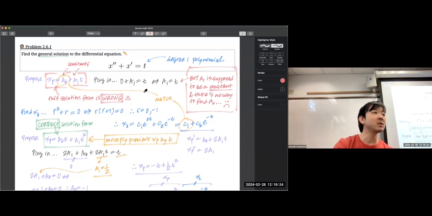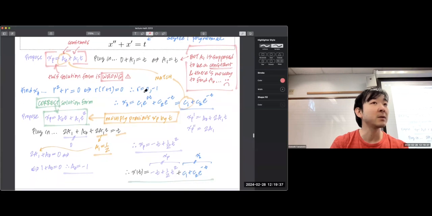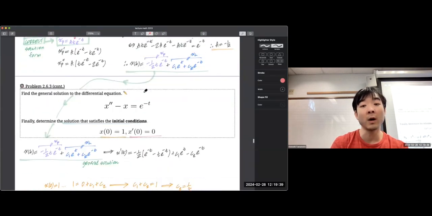So if one of them matches, you'll probably get a contradiction where it looks like one of the coefficients has to be a non-constant, even though you went into it assuming it's a constant. And then if the entire thing matches, then it's going to give you a false statement. So those are two issues that we don't want to have.